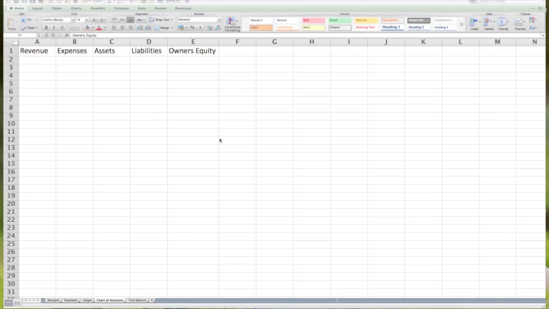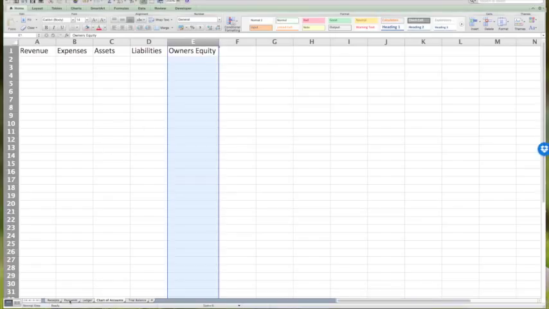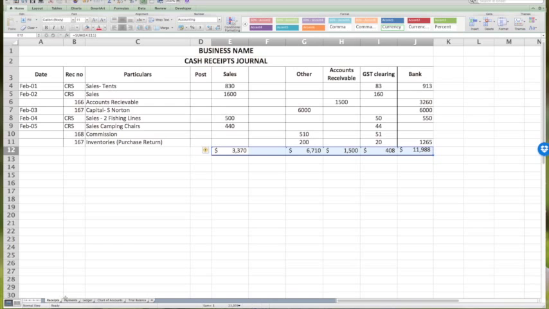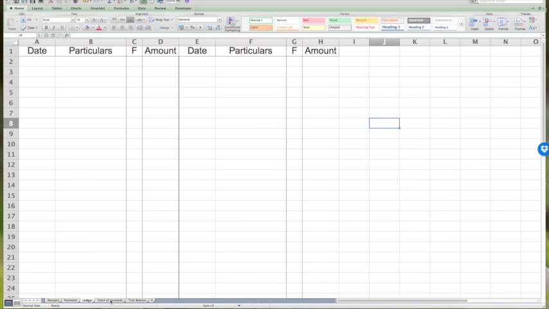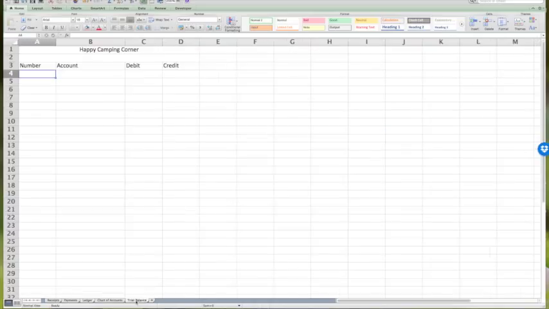Okay, this is the final screen recording in this series for exercise 3.17. Within this video we're going to look at creating a chart of accounts from the cash receipts and cash payments journals that we've just finished and done the totals for. So we'll create a chart of accounts, we'll post all of our totals into our ledger, and then we're going to take the ledger and pop it into a trial balance as well.